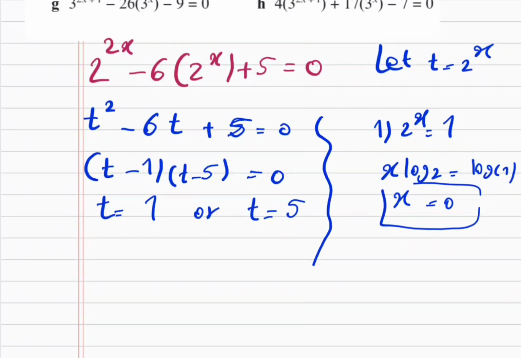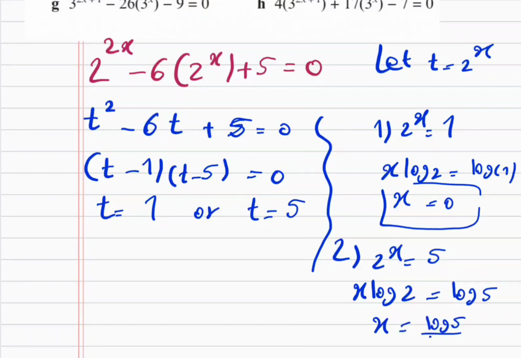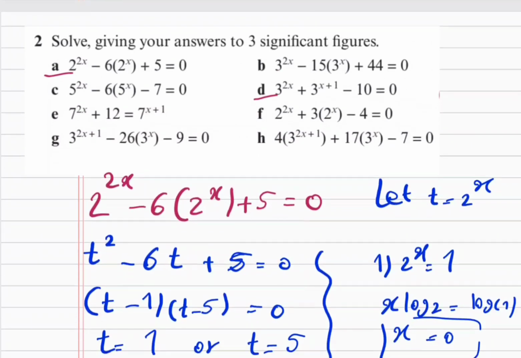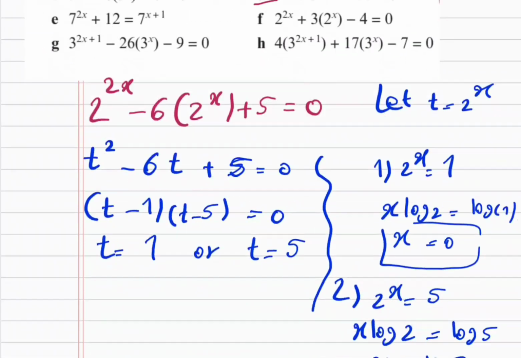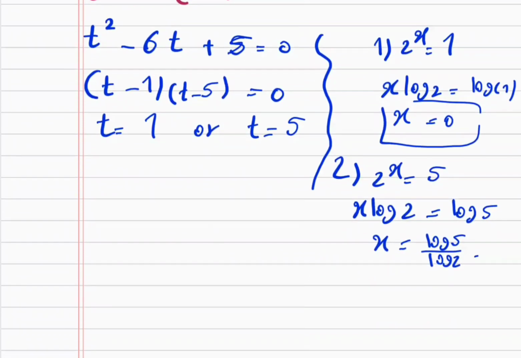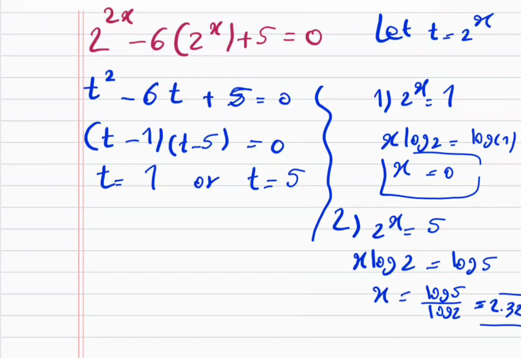And then the second solution is when 2 to the power of x is equal to 5. So again, we just take logs. So we have x log 2. I'm just using the power law that when you have log of 2 to the power of x, the power can be written outside of the log as a coefficient. So we have x log 2 is equal to log 5. Therefore, x is equal to log 5 over log 2. And since the question has asked to give the answer to three significant figures, this is equal to 2.32. So therefore, these are the two solutions.